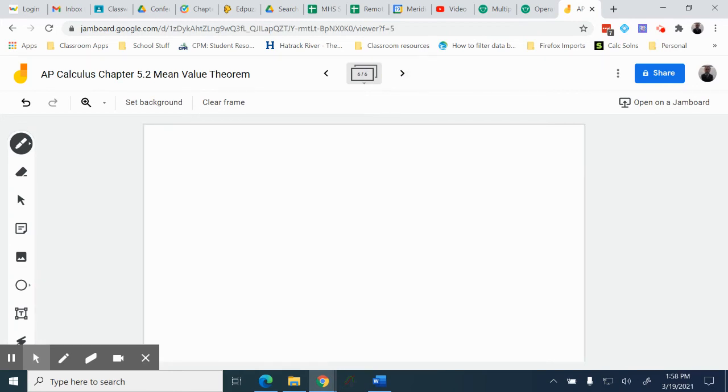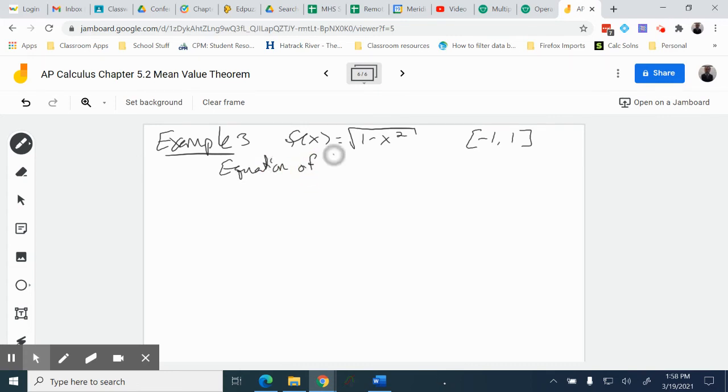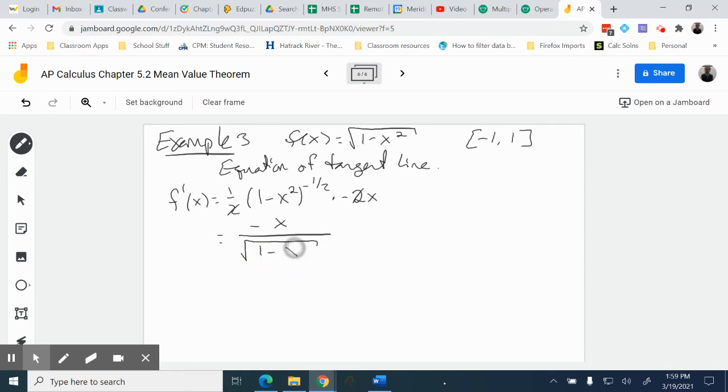And here we go with the next one. Example 3, mean value theorem. f of x equals the square root of 1 minus x squared. And we're going to do this across the interval -1, 1 again. And the question is, we want to find the equation of the tangent line. So notice that I'm doing the same process, but then we're just taking it an extra step by finding the equation of that tangent line. So f prime of x equals 1/2 1 minus x squared to the -1/2 times -2x. We get a derivative of -x over square root of 1 minus x squared.